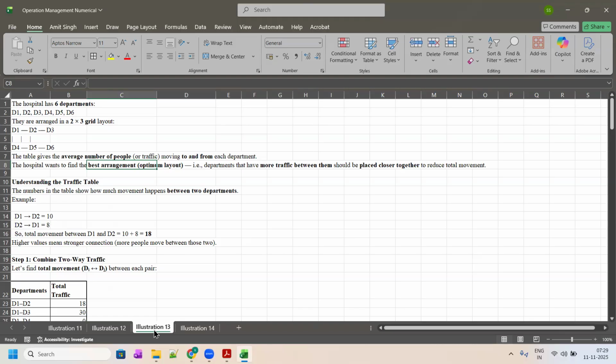Like here you can see we got a grid of 2 by 3: two rows are there and three columns are there.